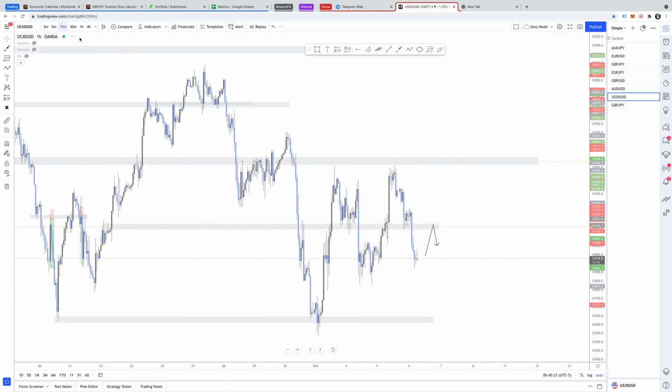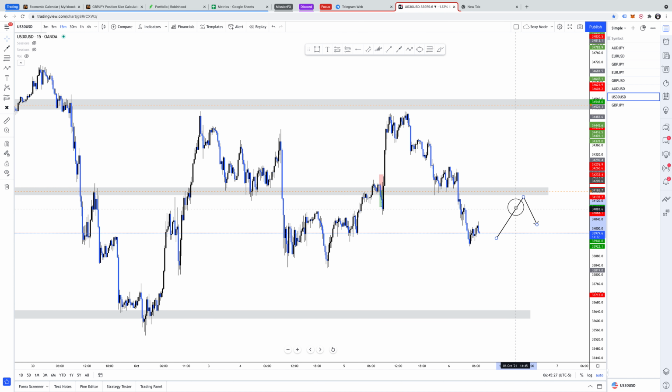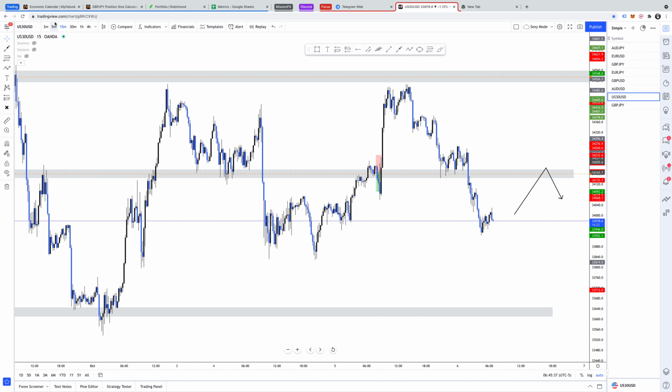So we did take a trade yesterday on US 30 as well. It's essentially the same trade we're looking to take today, a break and retest. Price had broken this 1 hour zone right here, came back, retested it, started to reject. And yeah, so I called a sell right there.